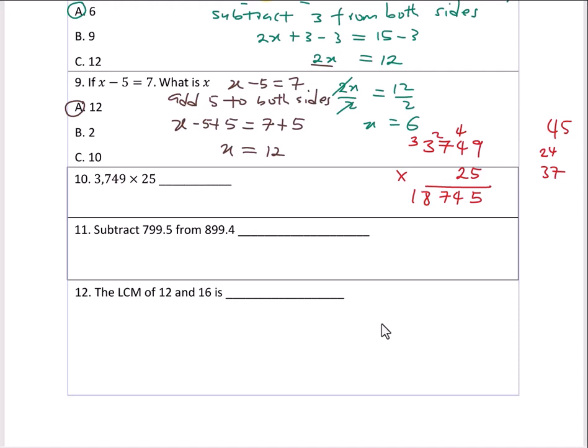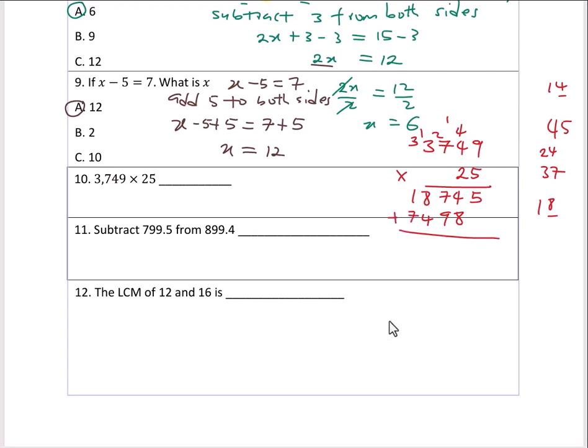Then here, 2 times 9 is 18. So we write down 8 and carry 1. 2 times 4 is 8, plus 1 is 9. Then 2 times 7 is 14. So we write down 4, carry 1. And then 2 times 3 is 6, plus 1, that's 7.